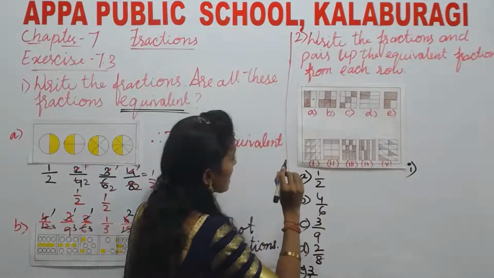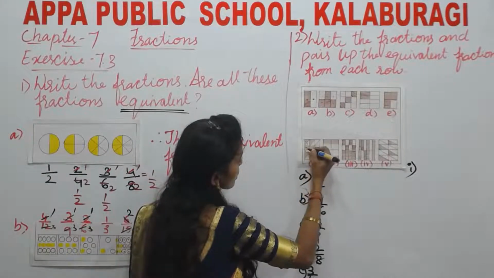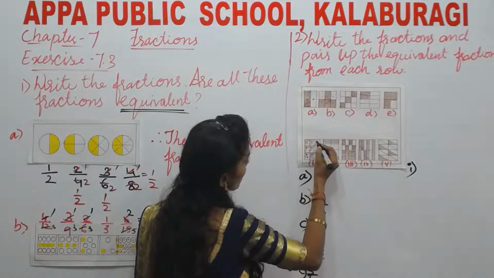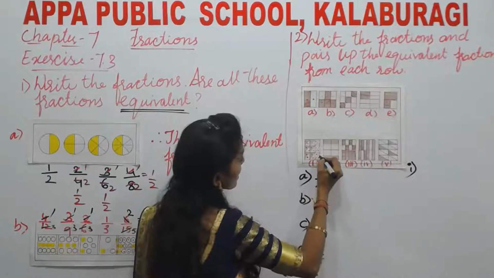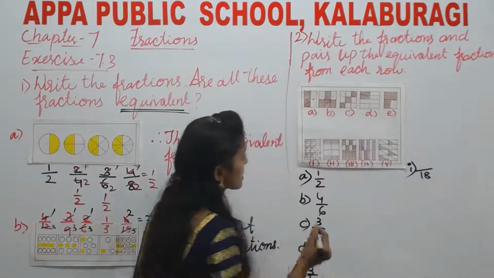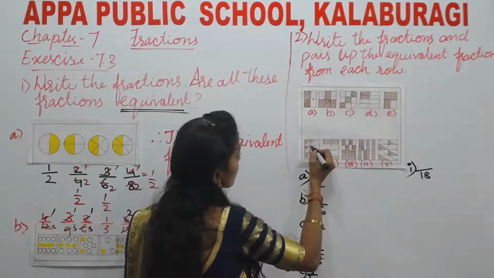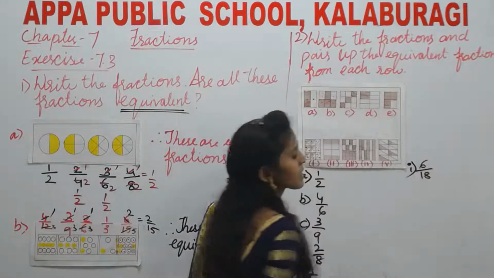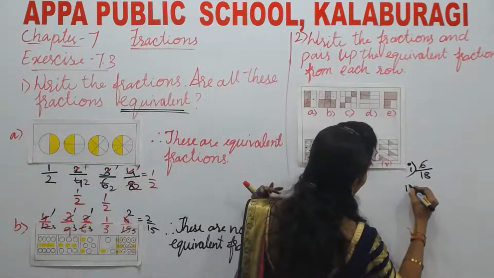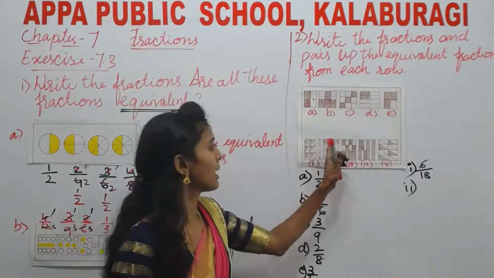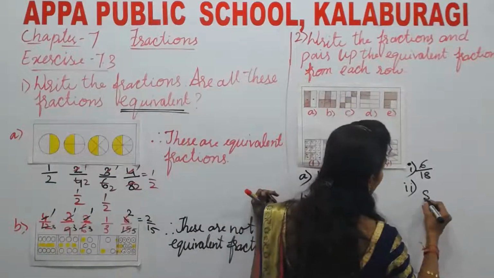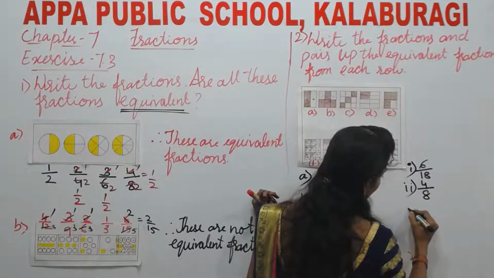See, total how many parts are there? 1, 2, 3, 4, 5, 6, 7, 8, 9, 10, 11, 12, 13, 14, 15, 16, 17, 18. Out of 18, how many parts are covered? 1, 2, 3, 4, 5, 6. 6 parts are covered. Okay. Next, second one. Out of 8, 1, 2, 3, 4, 5, 6, 7, 8. Out of 8, 4 parts are covered.